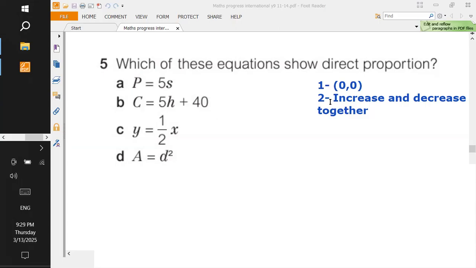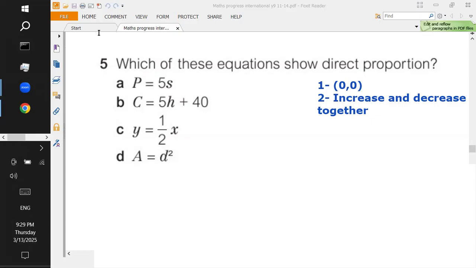So first, let's check for the first rule. If the first rule is good, it means I can check for the second rule. But if the first rule is not good, it means it's not direct proportion. So let's take a look at the first one here. P equals 5s. How do we check for the first rule? Basically, we just come to the s, and we put 0 instead of the s. We substitute it by 0, and then we find the value of p. If we put 0 here and we get 0 here, it means the first rule is good.